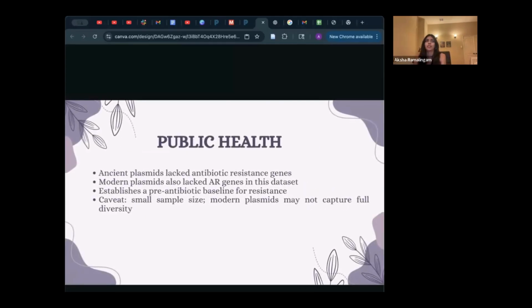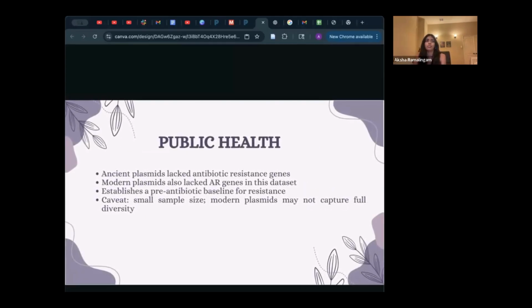Some implications for public health is that, one, we didn't find any antibiotic resistant genes in our plasmid samples, and that goes for both the ancient and modern samples. For the ancient plasmids, this makes sense because they have existed long before humans started widely using antibiotics. So antibiotic resistance was not as common back then, but this is giving us a baseline for understanding what these plasmids look like before human influence.